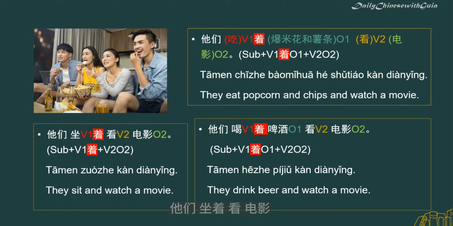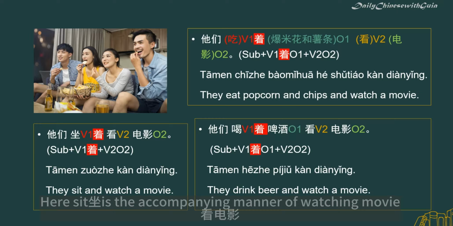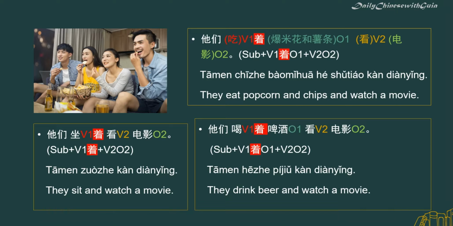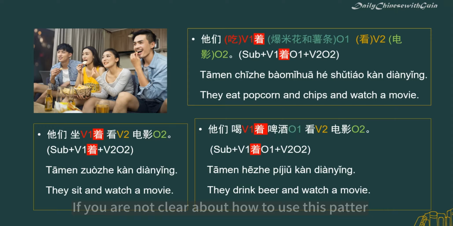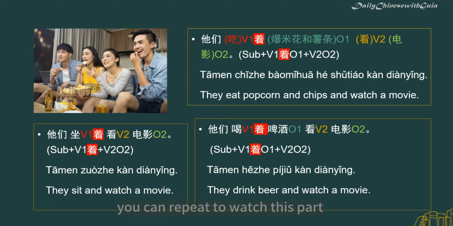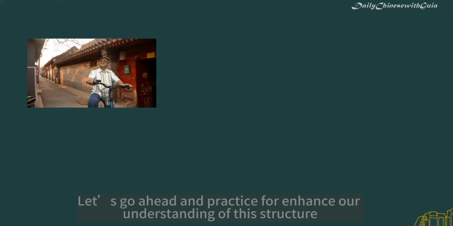他们坐着看电影. They sit and watch a movie, not stand, right? Here, sit is the common manner of watching a movie, 看电影. So we can say 他们坐着看电影. If you are not clear about how to use this pattern, you can repeat this part, okay? Let's go ahead and practice to enhance our understanding of this structure, and then you will know how to use it in your real life, okay?